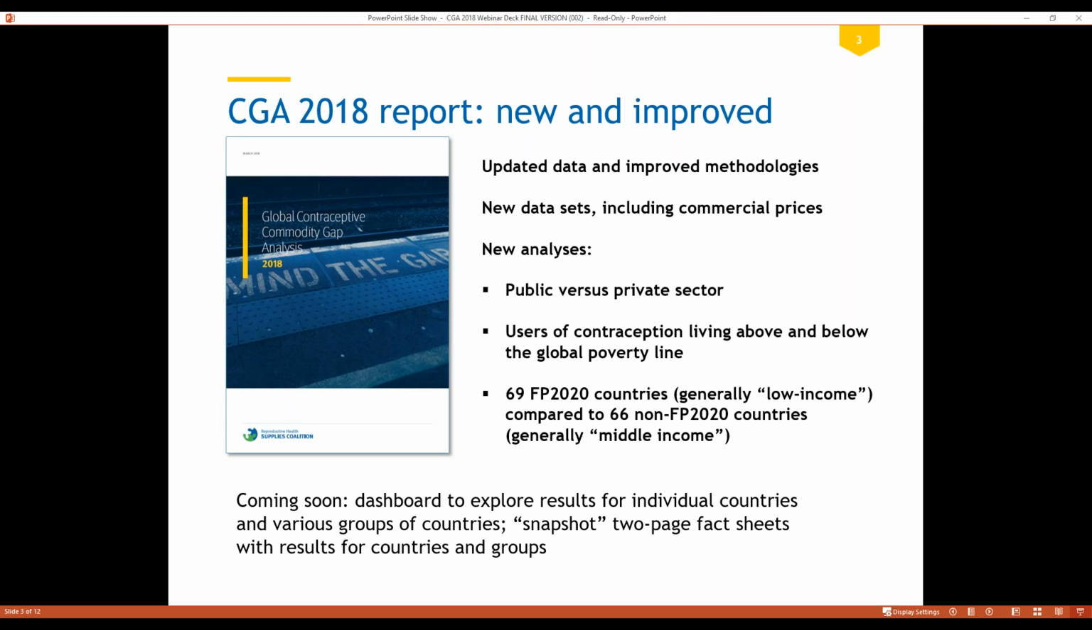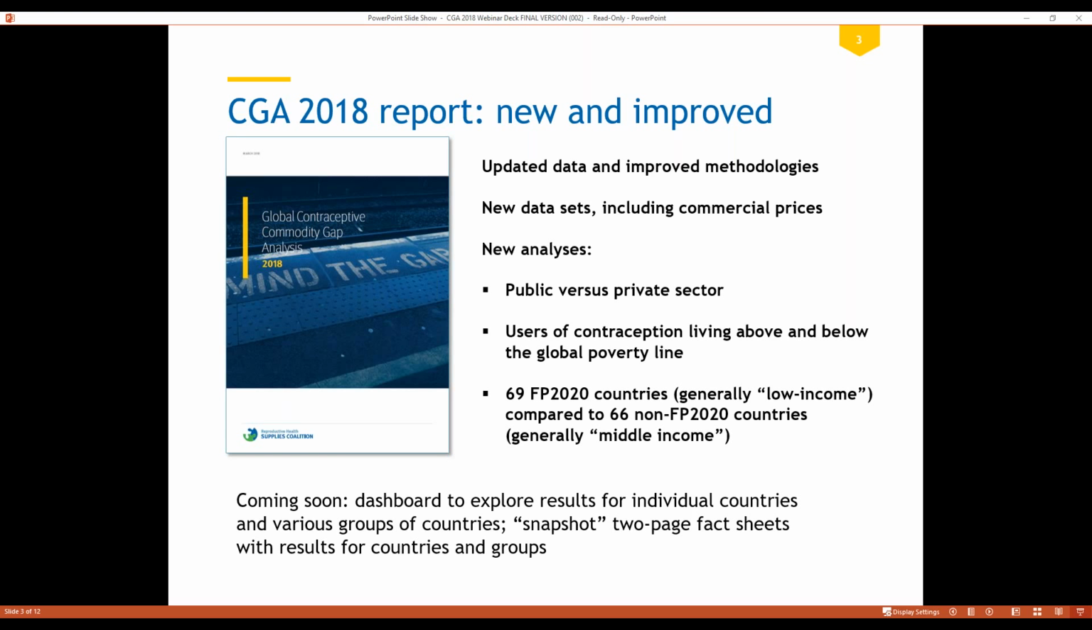They include exploring method use, cost, and spending in the public versus the private sector. And they also include the beginnings of our analysis of the differences between users of contraception who live in extreme poverty versus those who do not, and who obtains their supplies and for what methods in the private versus the public sector.